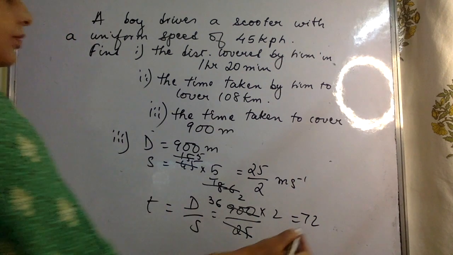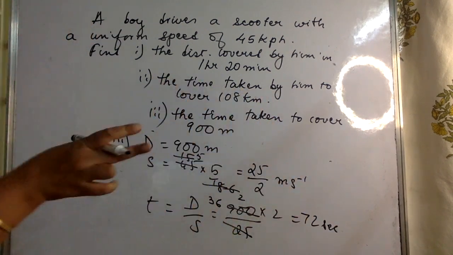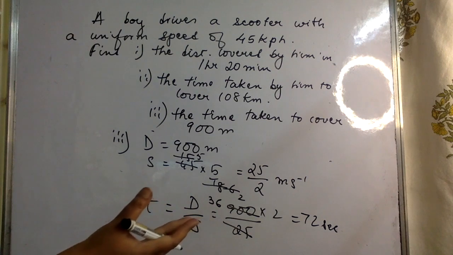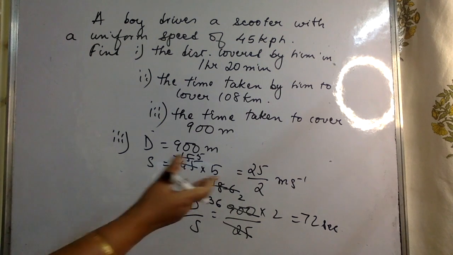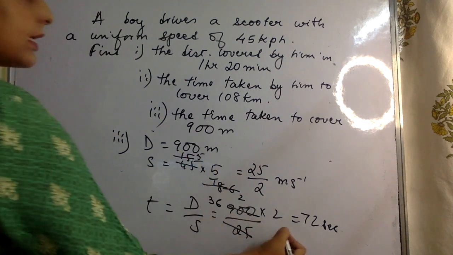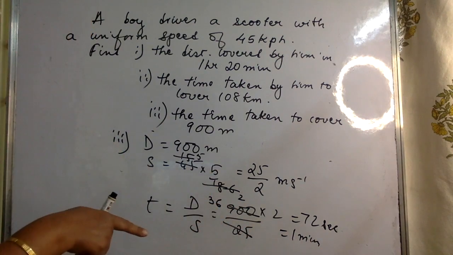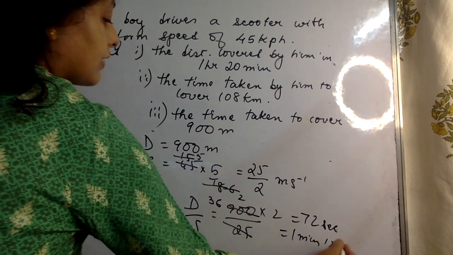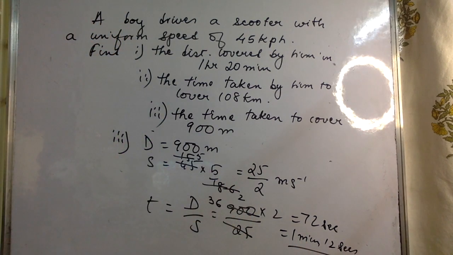Why did I write seconds? Because here I had seconds. So my answer has come in seconds. But then again we don't talk like that. Do we say 72 seconds? We don't. So we have to convert it to minutes. How many minutes are there in 72 seconds? There's 1 minute full, and then 1 minute has taken out 60. 1 minute 12 seconds. Okay, this would be the correct way to give your answer.